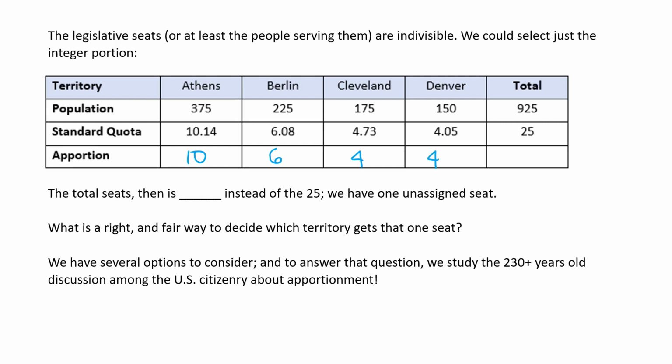The issue, though, is that when you add those up, the total seats turns out to be 24 instead of 25. You still have one unassigned seat. Here's the tricky question: what is the right and fair way to decide which territory gets that one seat?